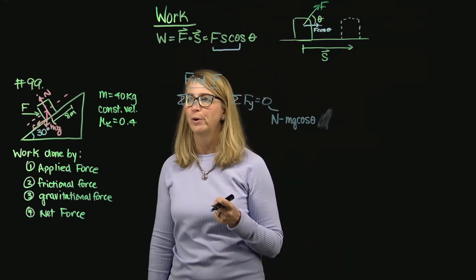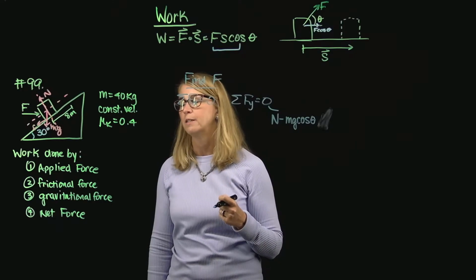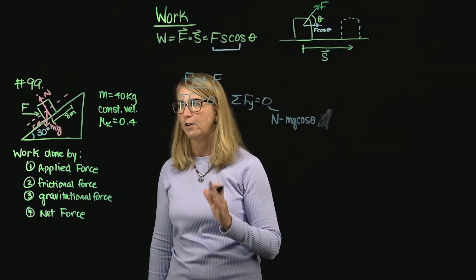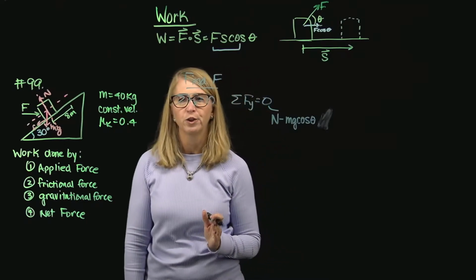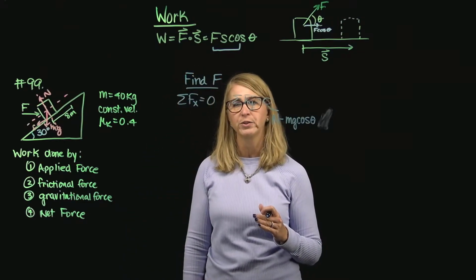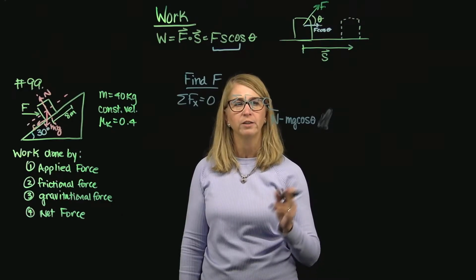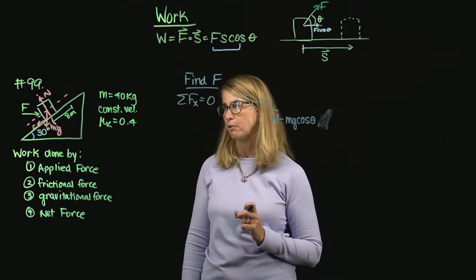We have the y component of the weight, which is acting down. And remember that the angle between the weight vector and the negative y-axis is the same as the angle of the incline. So that angle there is going to be 30 degrees.